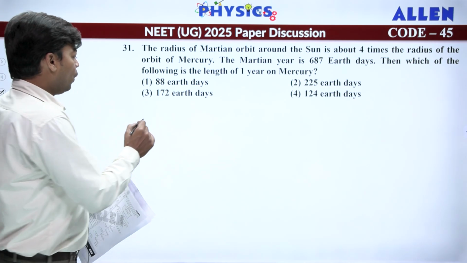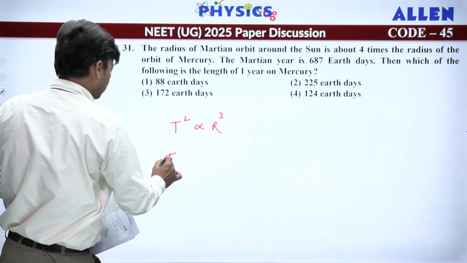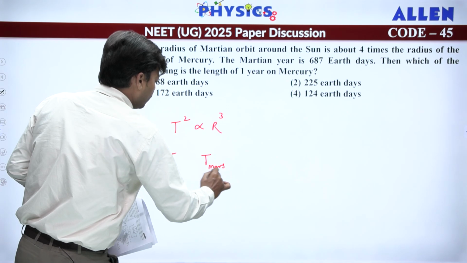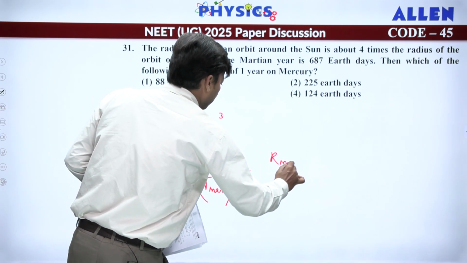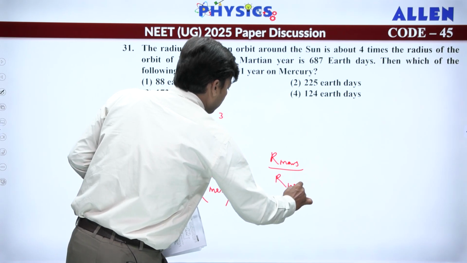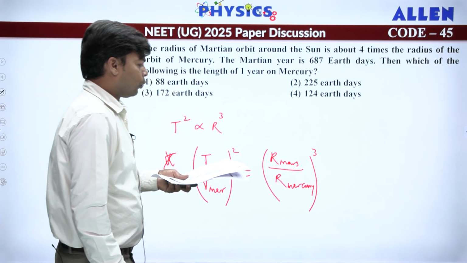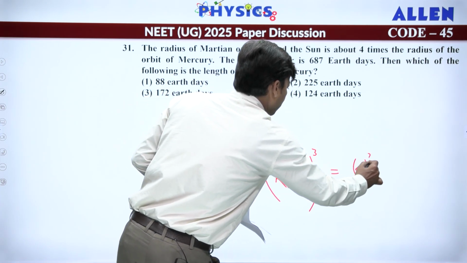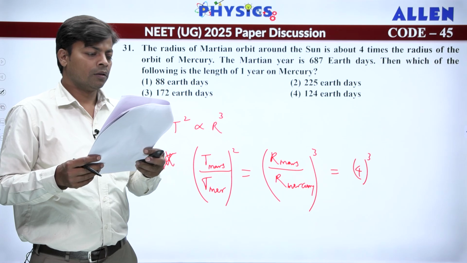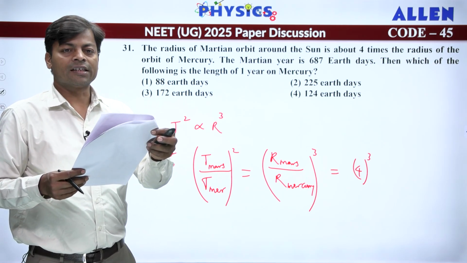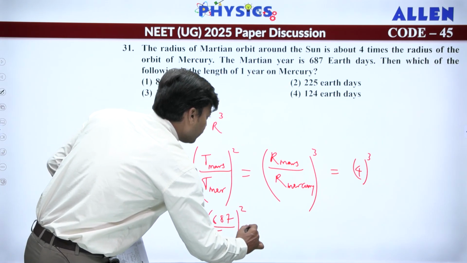So basically it is asking, we know T square is proportional to R cube. So (T of Mars by T of Mercury) whole square is equal to (R of Mars by radius of Mercury) to the power 3. It says that radius of Mars is 4 times that of Mercury, so we can write 4 to the power 3. And the time period of the Martian year is 687, it is already given. So we can write (687 divided by T of Mercury) whole square is equal to 4 to the power 3.